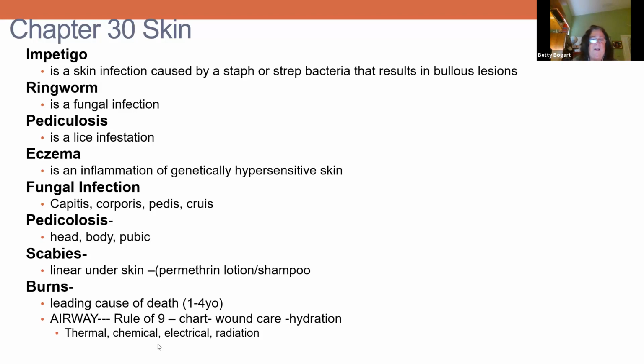And burns. Always know that you should know the rule of 9. Always know that with burns that you do wound care and you hydrate, and burns can be due to anything.